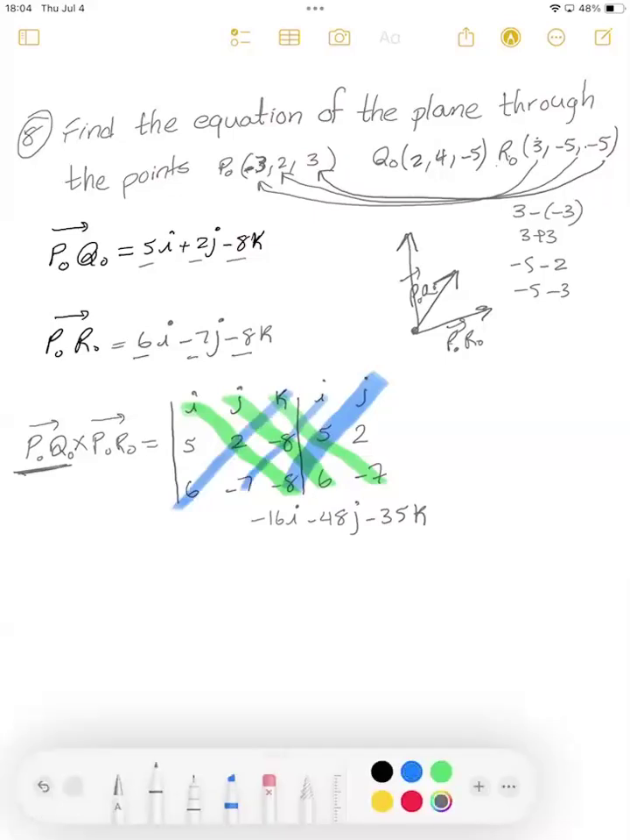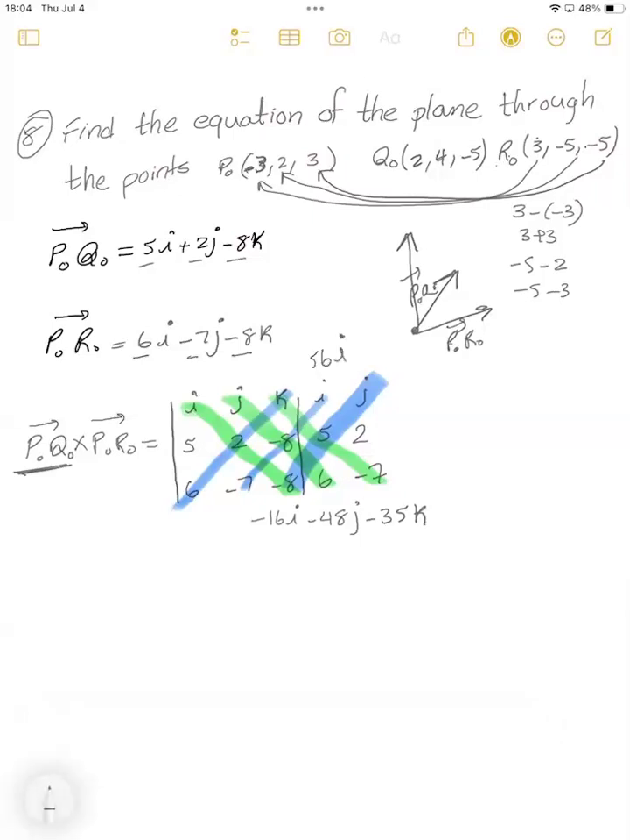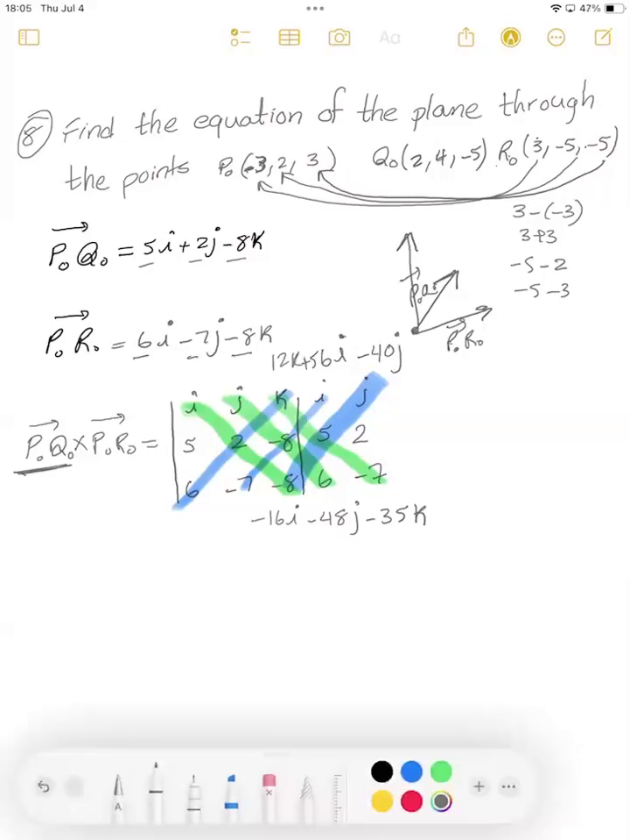So I start with the i first. Negative 7 times negative 8 is 56i. My negative 8 times 5 is negative 40j, and 6 times 2 is 12k. Oops, sorry, I meant to put it here.